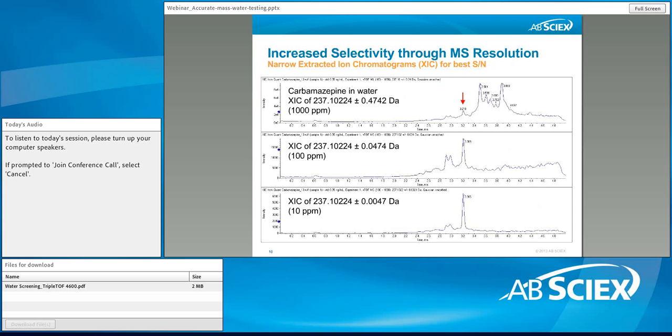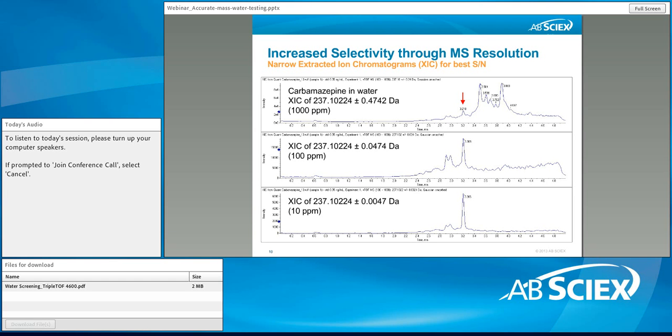How do we quantify? How do we get our selectivity in accurate mass MS experiments? Here is an example shown where carbamazepine was spiked into a water sample. These were samples we analyzed for USGS, and we extracted very narrow windows around the expected molecular ion for our target analyte, and I was extracting that with different width to play around with selectivity. On the very top chromatogram, you can see a window of 1,000 parts per million, then 100 parts per million, at the bottom, 10 parts per million.